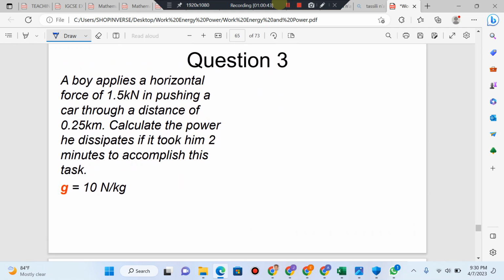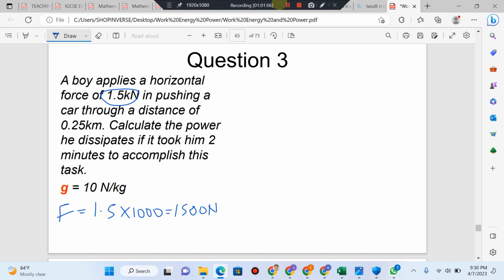Now, this is a question. We solve this question ourselves. A boy applies a horizontal force of 1.5 kilonewton. The way I like to do it, I will find the value of my force. The force is 1.5 kilonewton. How do you convert from kilonewton to newton? You multiply by 1000. That's how you deal with the kilo. You get 1500 newtons as the force.